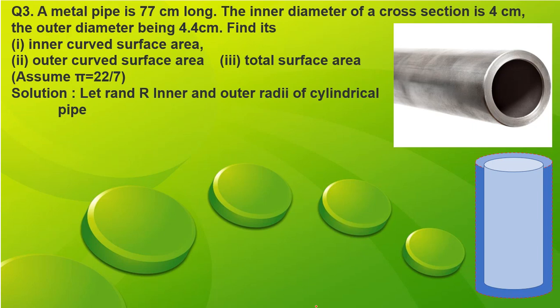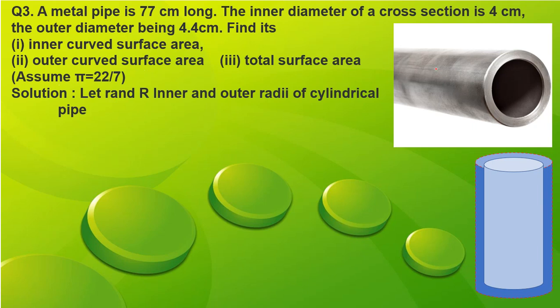Similarly, we can solve one more problem. A metal pipe is 77 centimeter long. The inner diameter of a cross section is 4 centimeter, the outer diameter being 4.4 centimeter. Find its inner curved surface area, its outer curved surface area, and total surface area.